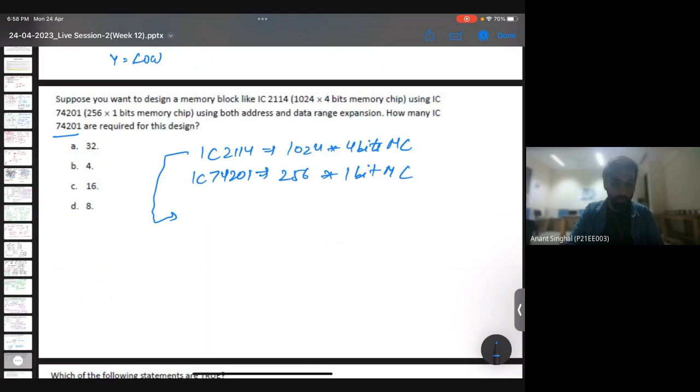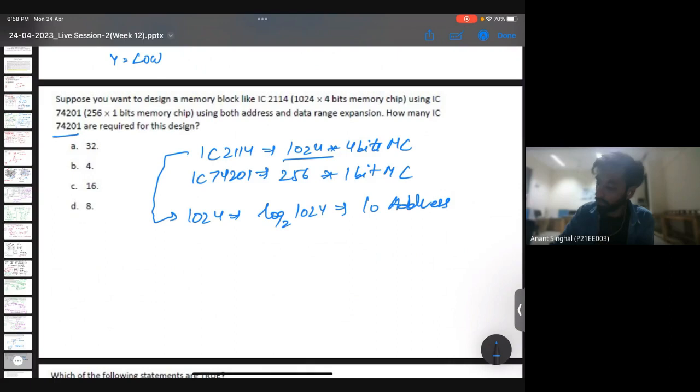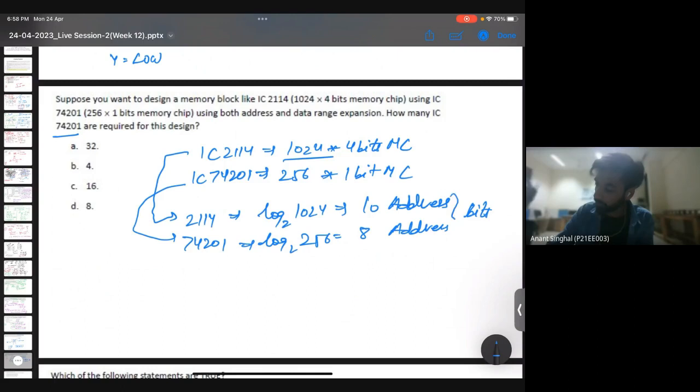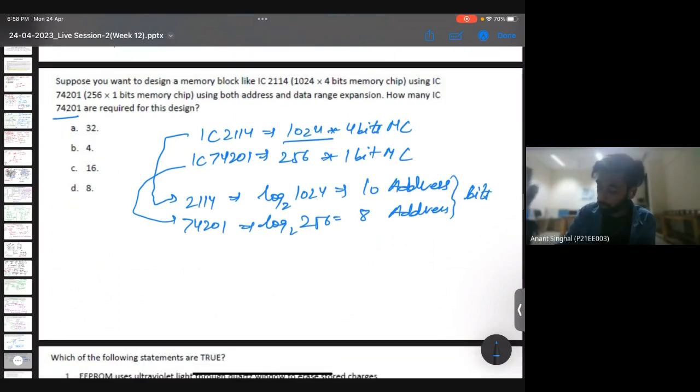So we know that we have a 1024. So we have log 2 1024. That is the number of address lines. So we require 10 address lines for this. And for IC 74201, sorry, this was 2114. We require 256, and which is 8 address lines. So for expansion, we know that we need this 1024 divided by 256, which we did in the last questions, which is 4 ICs of 74201.